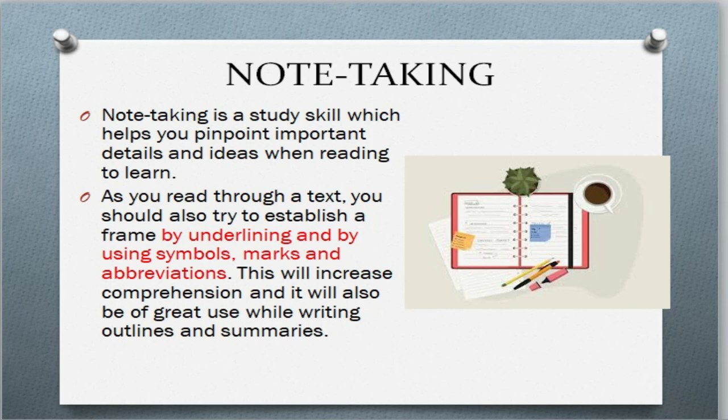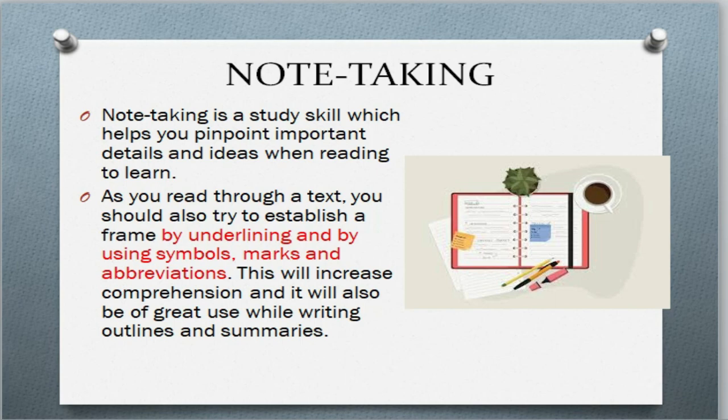The first part is about note-taking. Taking good notes is an important part of academic success. Actively taking notes can help you focus on and better understand main concepts. As you read through a text, you should also try to establish a frame by underlining and by using symbols, marks, and abbreviations. This will increase comprehension, and it will also be of great use while writing outlines and summaries.